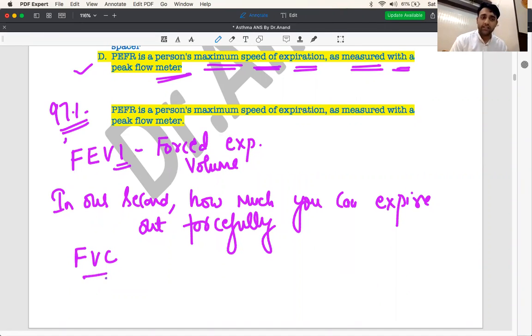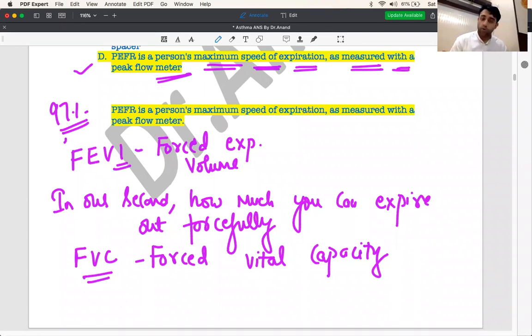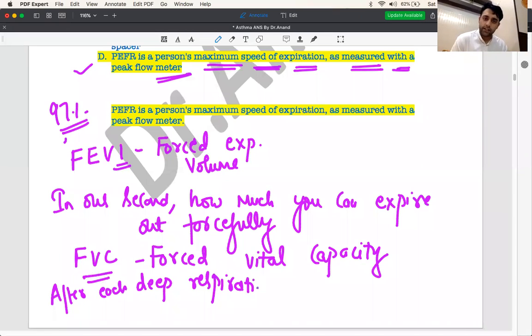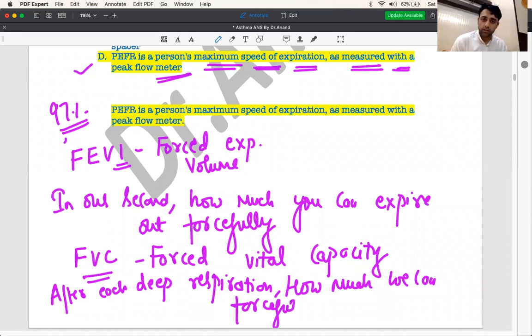What is FVC? FVC is nothing but forced vital capacity. What is forced vital capacity? Forced vital capacity means after a deep respiration, how much we can forcefully expire. But here I'm not talking about seconds or the first second or something.